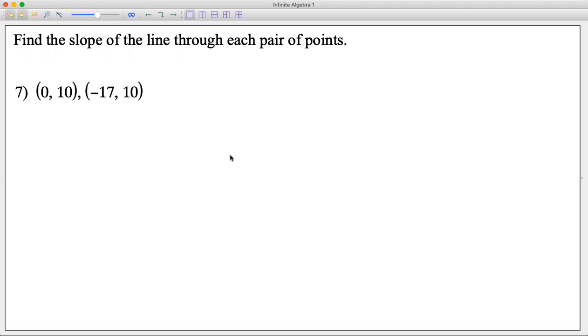Well, you got labeled right, as long as that's an X and that's a Y. Now what I think you did is you went X, X, Y, Y. So I would write over here Y2 minus Y1 over X2 minus X1.